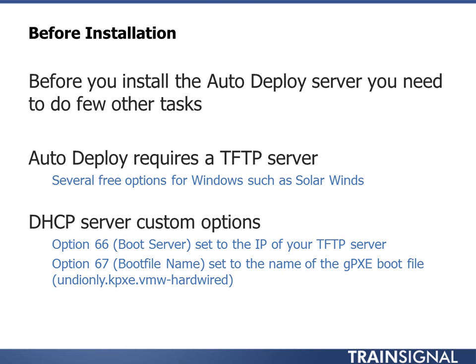I don't know why they named it that, but that's what it is. And we'll see that here in a minute. But it's obviously everything without the parentheses. So option 66 will be set to an IP. 67 will be set to this name. I use the Windows DHCP here in this lab.